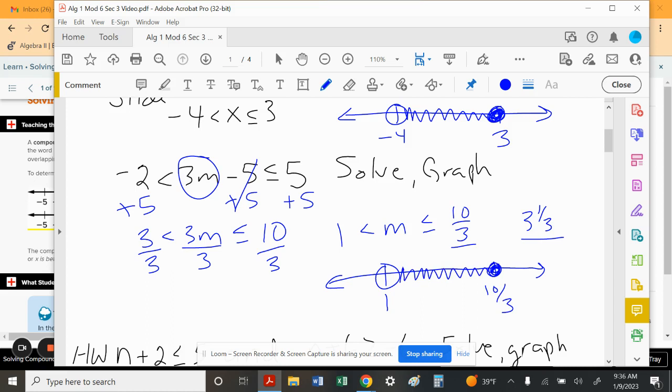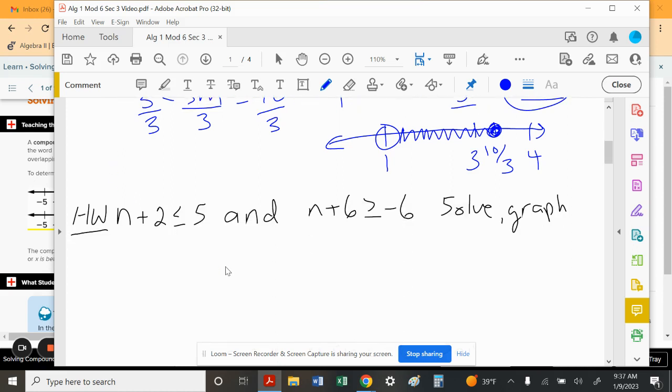Now, on the graph that you probably will be given, you probably won't be given fractional pieces. So you might see the number 3, and then you might see the number 4, right? So it's about 1/3 over from there, because that's what 3 1/3 means. So that's how we would graph it.